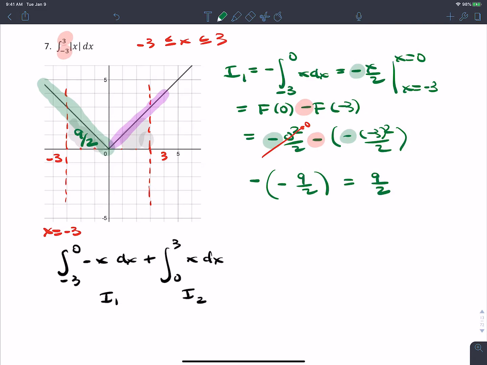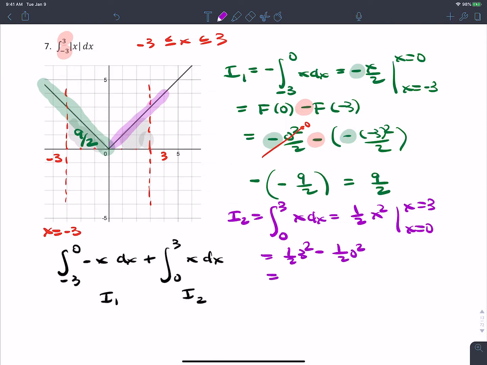Okay, in purple, I2 is the integral from 0 to 3 of x dx, 1/2 x squared, x is 0, x is 3, 1/2 times 3 squared minus 1/2 times 0 squared, which will be 9/2 again. Don't forget that. This portion is 0. So on the right side, we get 9/2 as well.